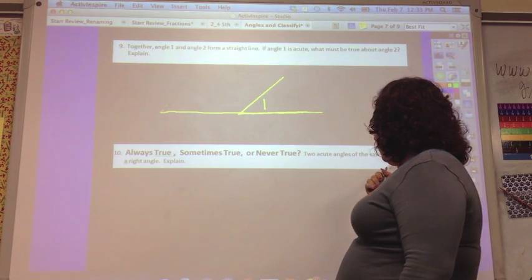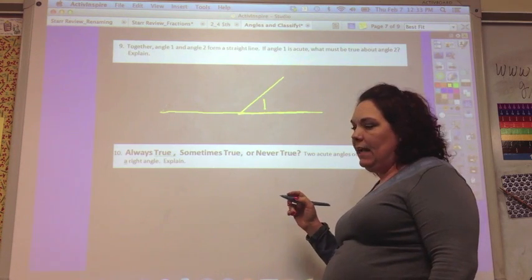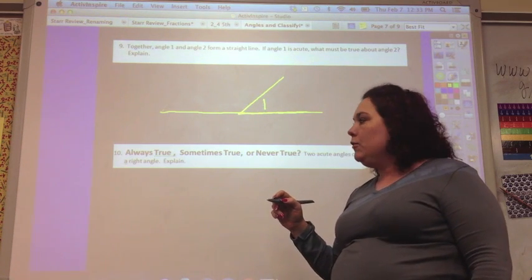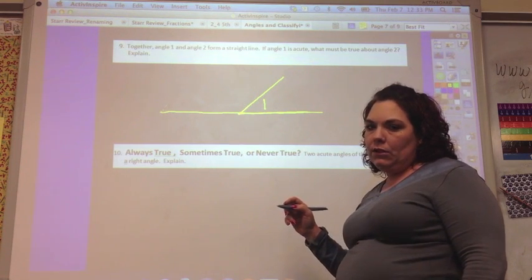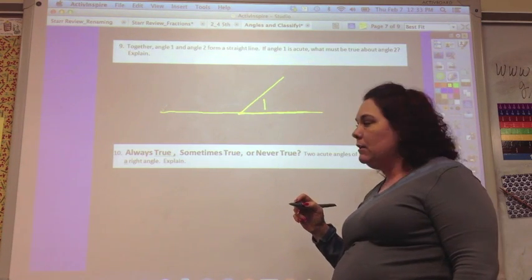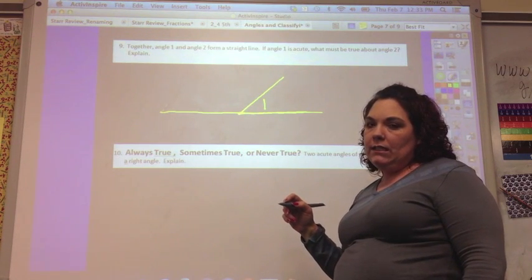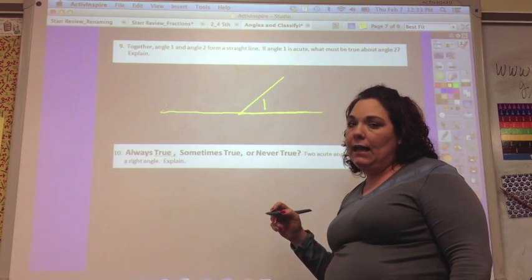Two acute angles of the same size form a right angle. Explain. So think about that. Is that always true, never true, or sometimes true? Two acute angles, two angles less than 90 degrees, form a right angle. And you need to explain that in your notes and be prepared to discuss it in class tomorrow.